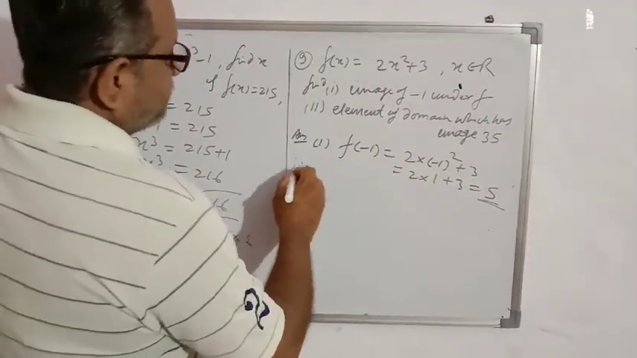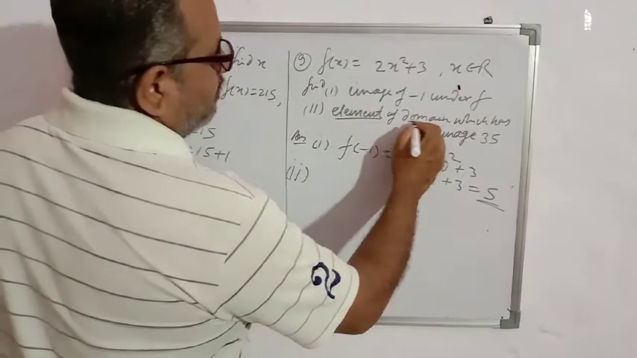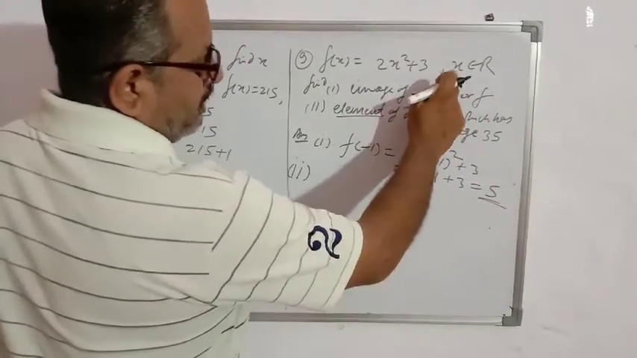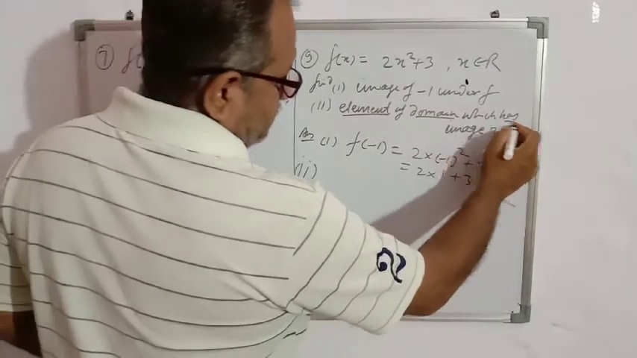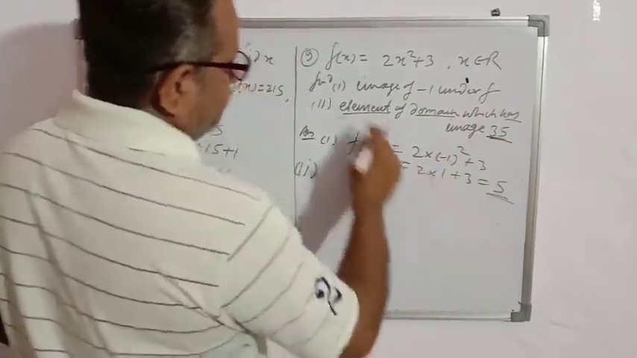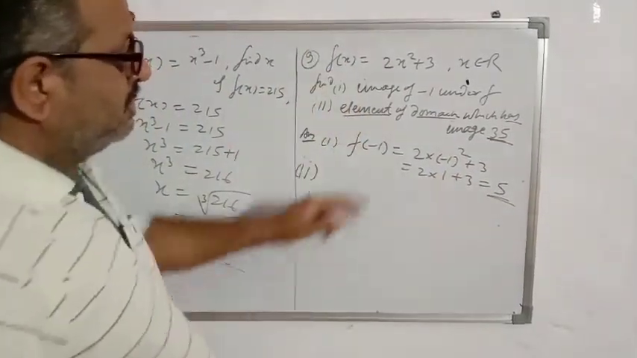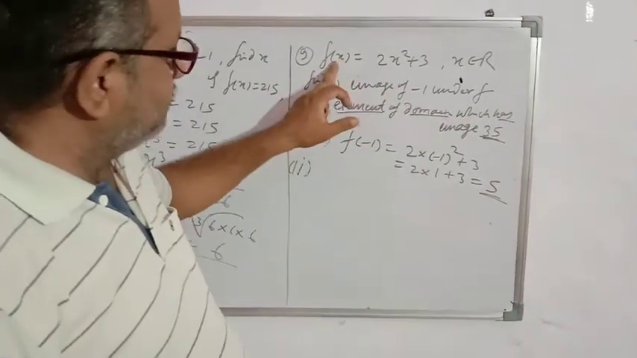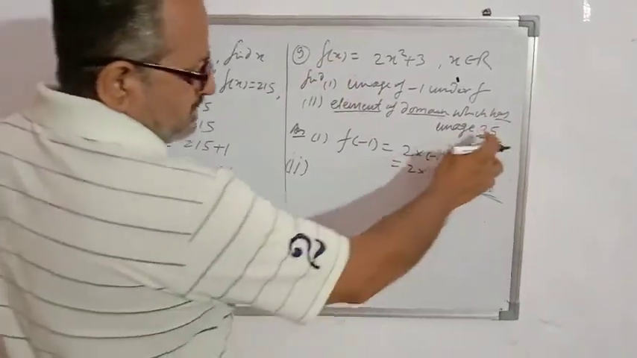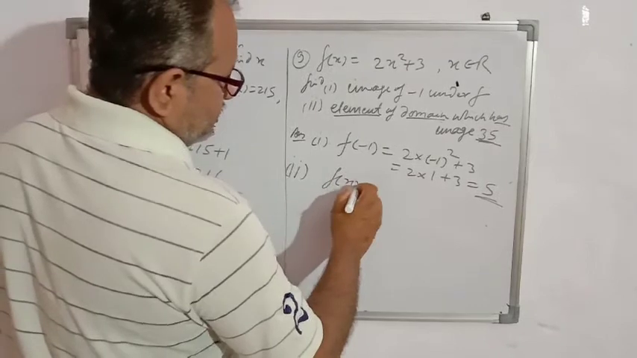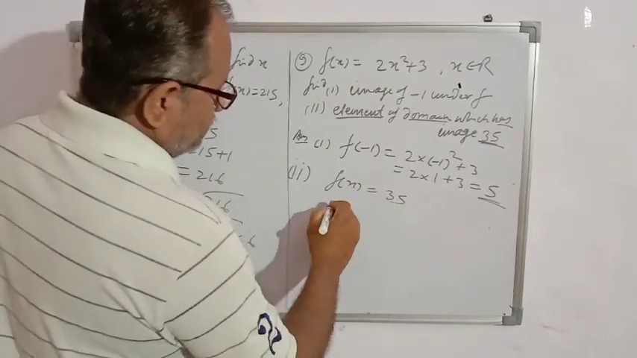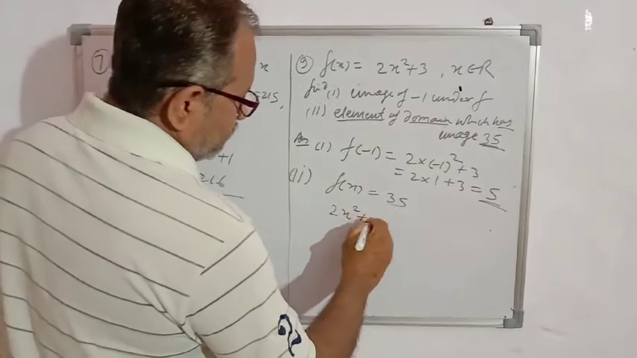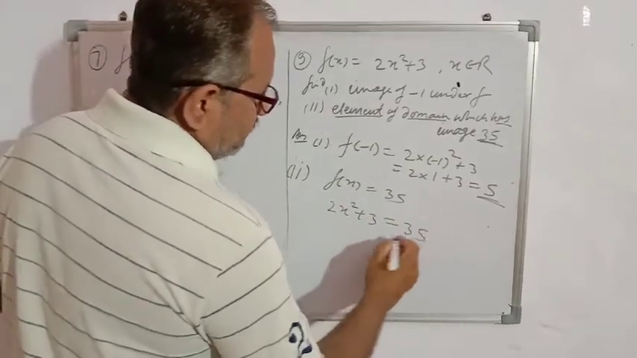And second, element of domain. Element of domain means value of x, which has image 35. Image means f(x). x means domain and image means f(x). So image 35 means f(x) is 35. And f(x) is 2x square plus 3. So 2x square plus 3 is equal to 35.